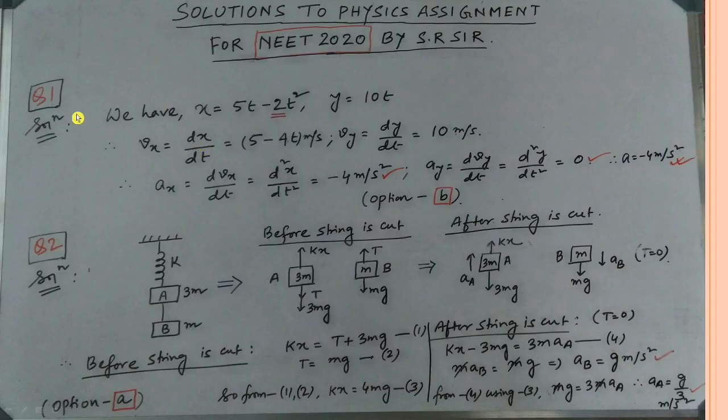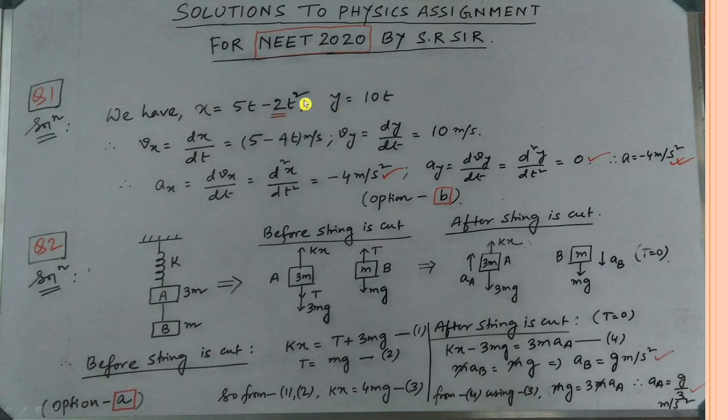So the solution of the first sum. We have these two things given in the question: x equal to 5t minus 2t square and y equal to 10t. In the question there was t square only. It is a mistake in the question. It will be 2t square. So I have given a mark over here. So x is 5t minus 2t square rather than 5t minus t square, and y equal to 10t. Sorry for the mistake.